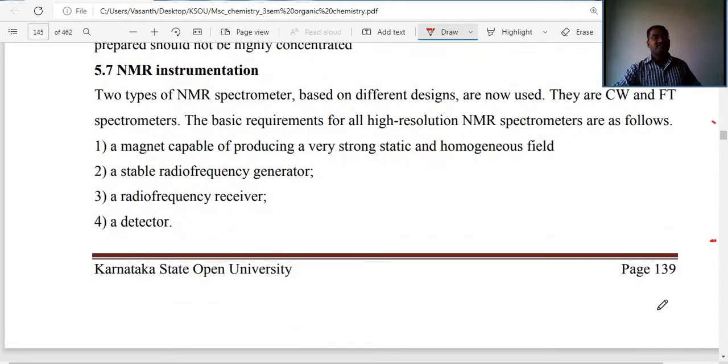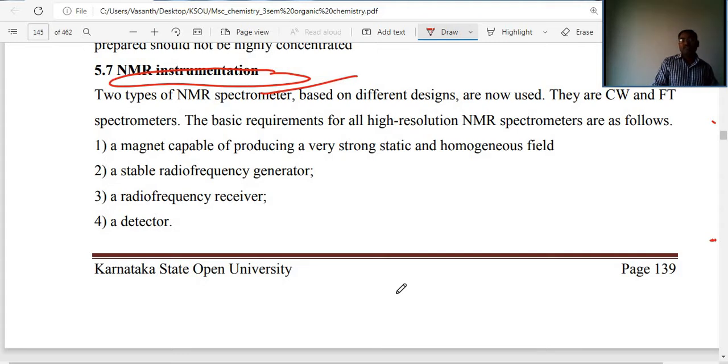Now we are going to discuss NMR instrumentation. Two types of NMR spectrometer based on different designs are now used: the CW and FT spectrometers. The basic requirements for all high resolution NMR spectrometers are as follows.